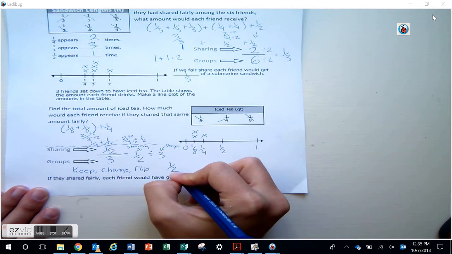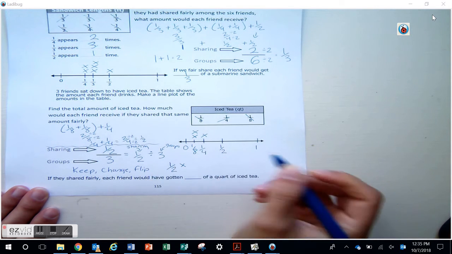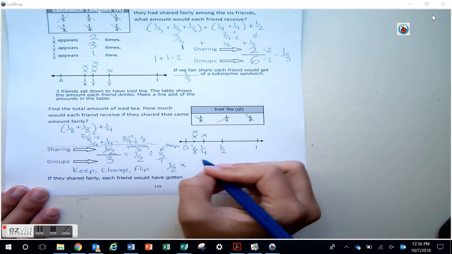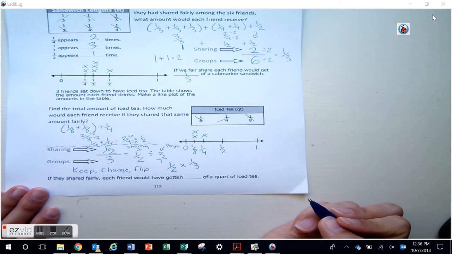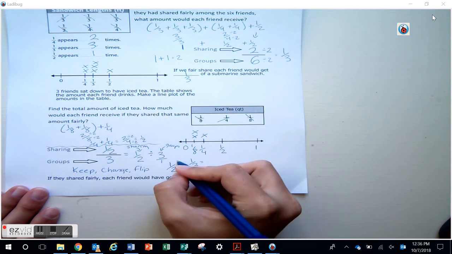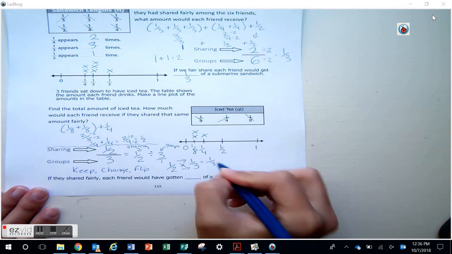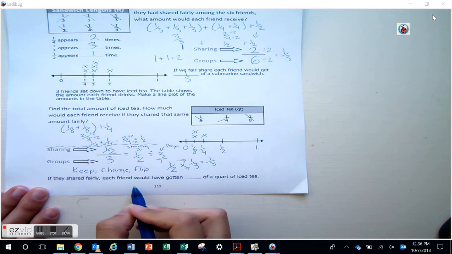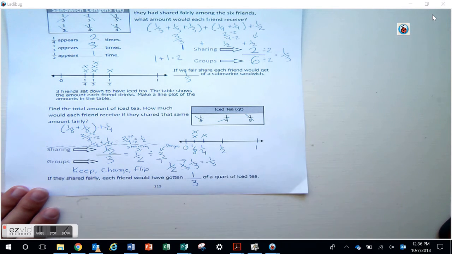So I'm going to keep the first fraction, change to multiplication. And before I can flip it, let's make this a fraction. Oh, it's 3 over 1, so if I flip it, the reciprocal is 1/3. 1/2 times 1/3. Let's see, 1 times 1 is 1. 2 times 3 is 6. So if they shared fairly, each friend would have gotten 1/6 of a quart of iced tea.